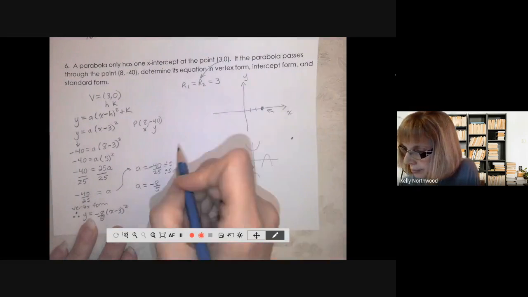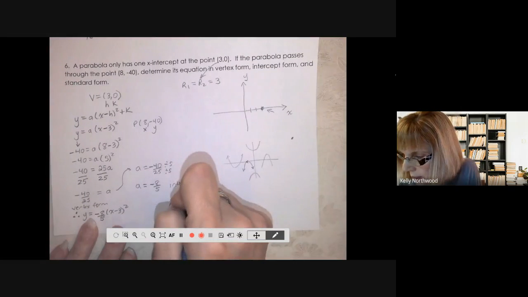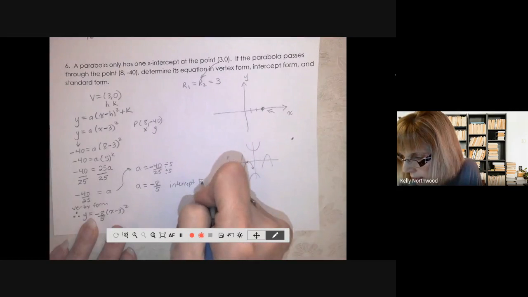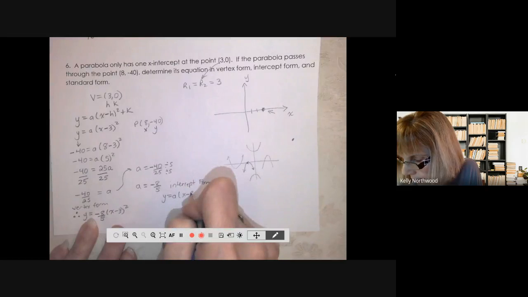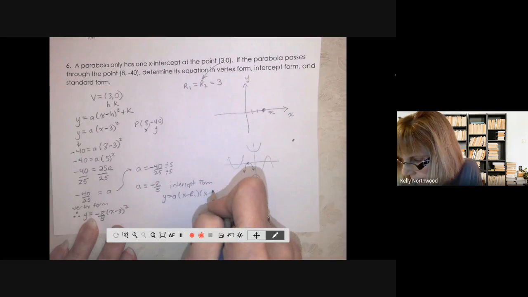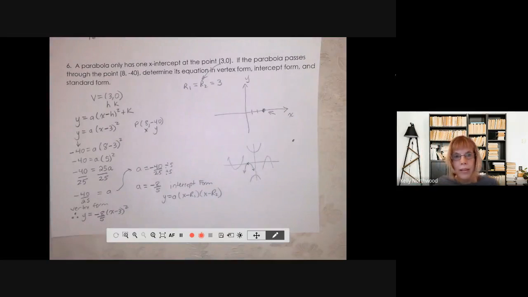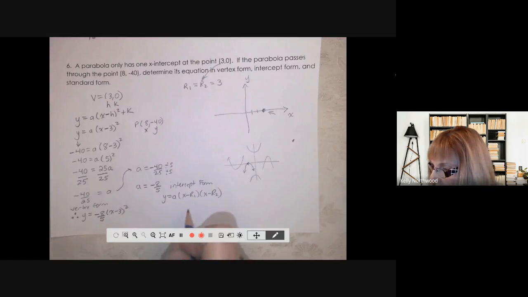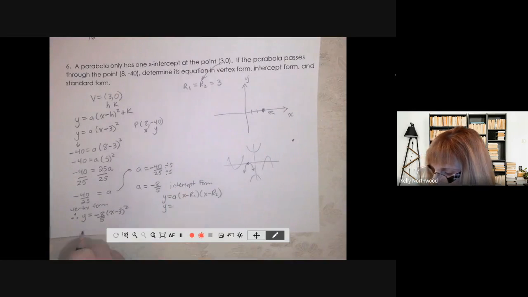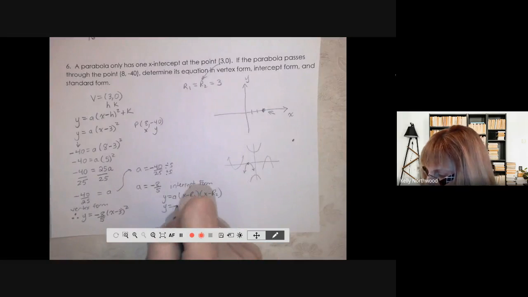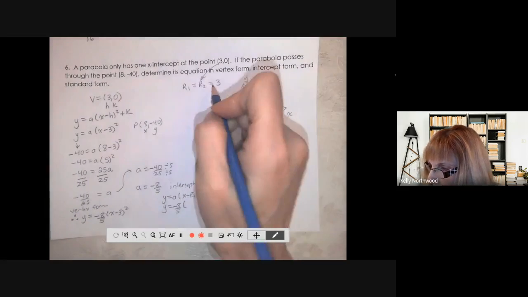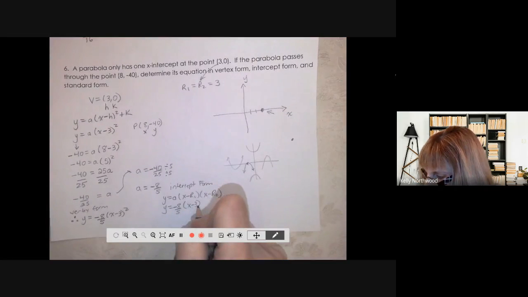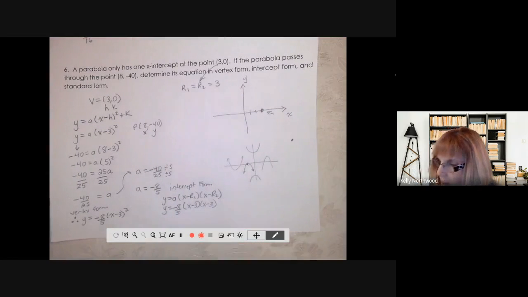Intercept form. Again, intercept form has a general formula that you can just sub right into. So intercept form, my A is still going to be the same, -8/5. And R1 and R2 are both +3. So that's what my intercept form would look like.